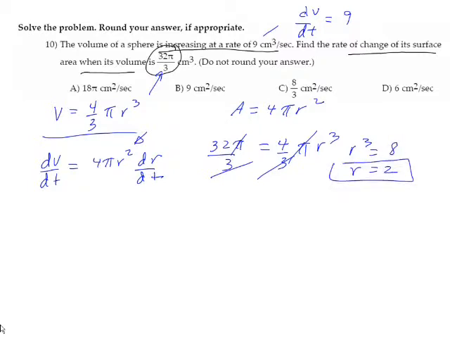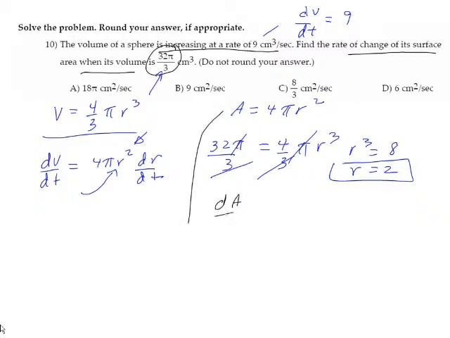So now we know what the radius is at this point, and we want to find the rate of change of the surface area. So now that's the last part that we do.